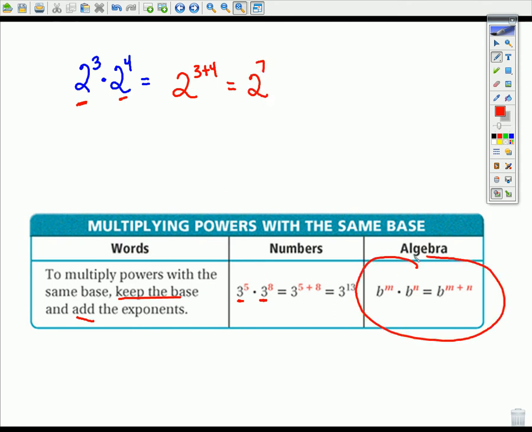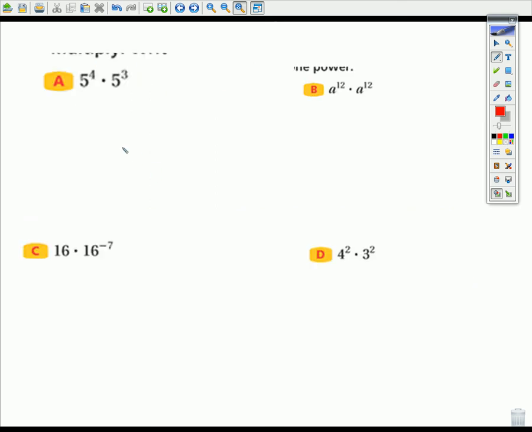Here's our rule. b to the m times b to the n is b, you keep the base, and you add the m and the n. You add the exponents. So let's do a few here. 5 to the 4th times 5 to the 3rd is just 5 to the 4 plus 3, 7. You don't even have to have numbers. You can have bases that are variables. a to the 12th times a to the 12th. I keep the a. 12 plus 12 is 24.